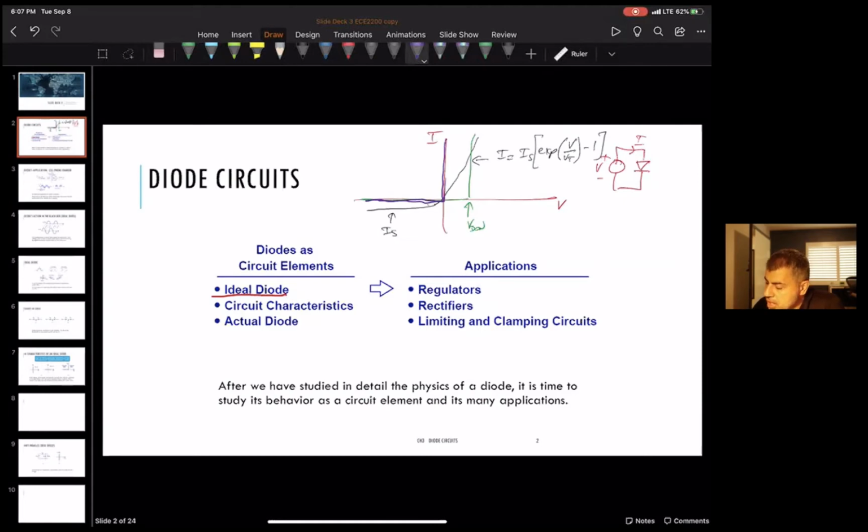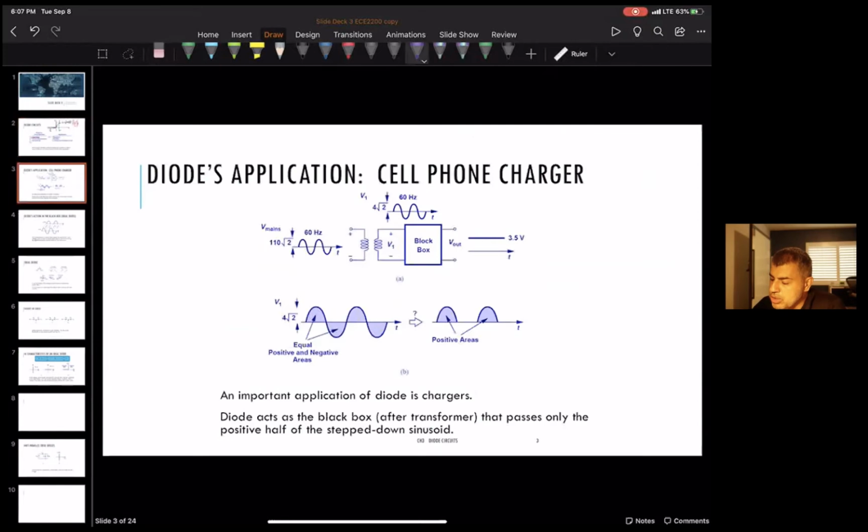Okay. After all this, we're going to talk about the different applications for a diode. One of the major ones is regulators. Regulators are things that translate a voltage to another voltage. We'll also talk about rectifiers and limiting circuits, but let's start with voltage regulators, probably one of the most important applications of a diode.